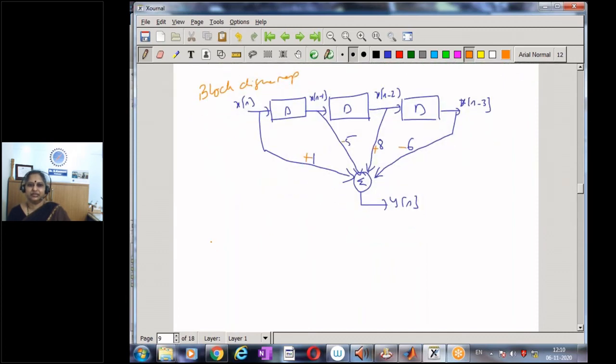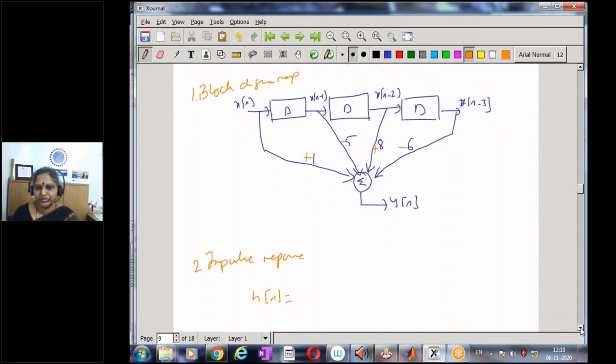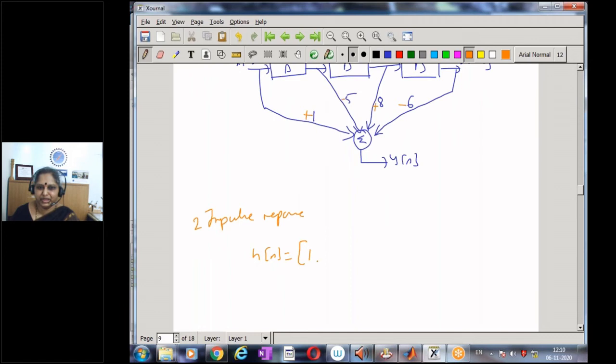Now we want to compute the impulse response h[n], the second method of representing the system. We shall not do all those steps. Having done the previous example in detail, we can immediately recognize the impulse response in this case. I can use an iterative method and get the results. So my impulse response is going to be 1, -5, 8, -6.